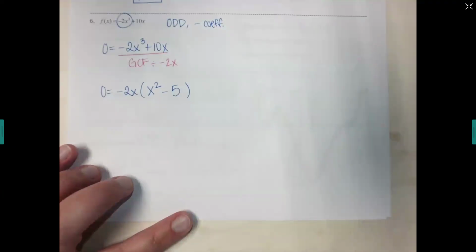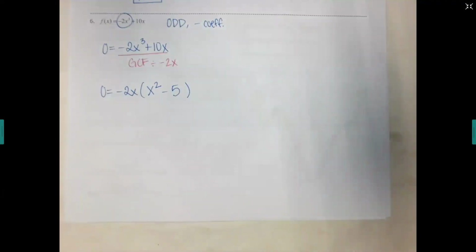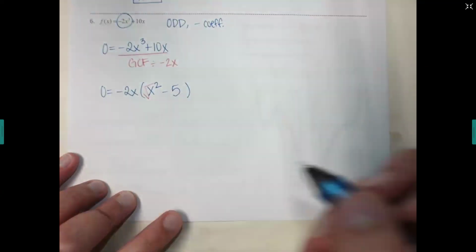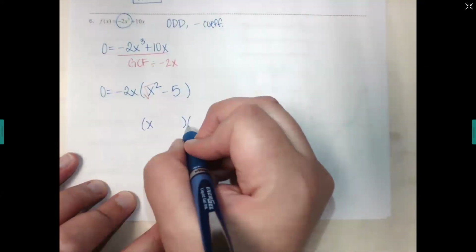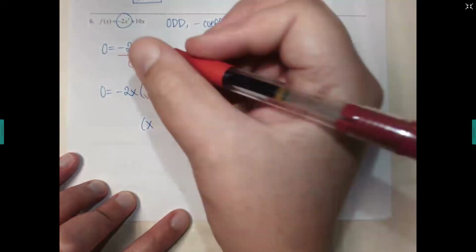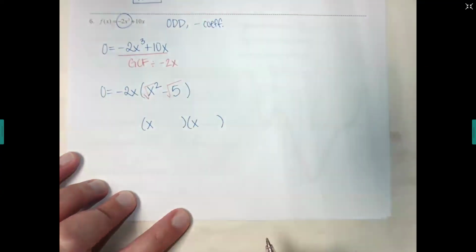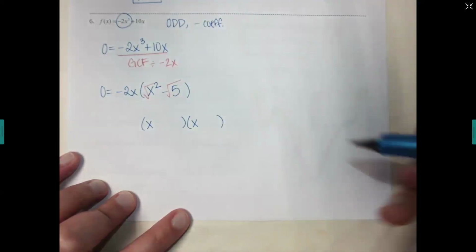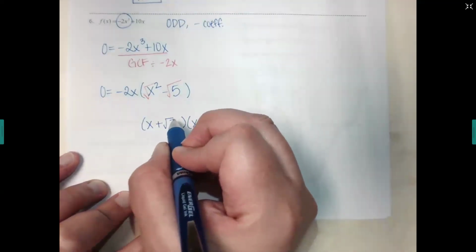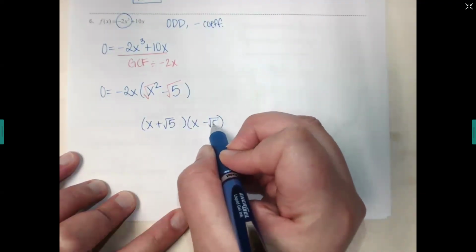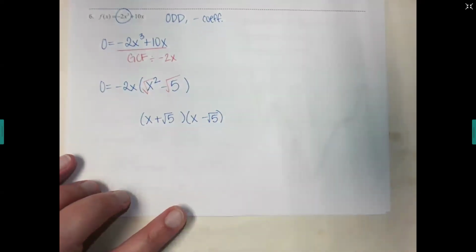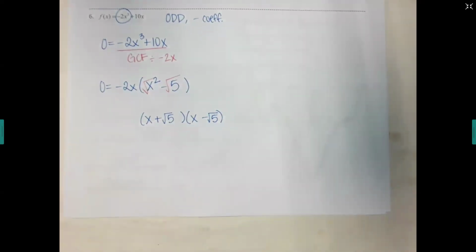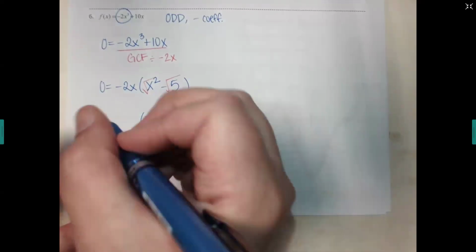Okay, from here, is 5 a perfect square? No, but you can still factor it. Here's what you're going to do. You're going to break down the x squared into an x and an x. And then when you square root 5, if it's not a nice pretty number, then you're just going to leave it as plus root 5 and minus root 5. You can't actually get a whole number because the square root of 5 is a decimal.